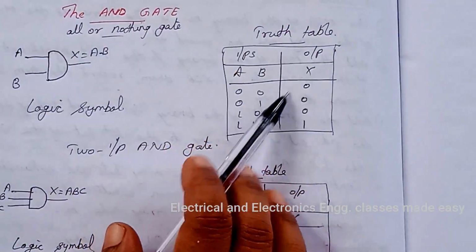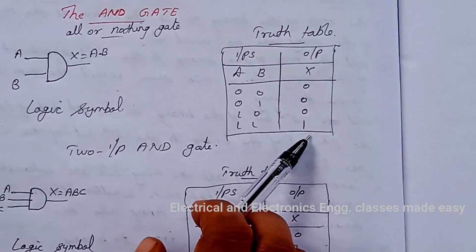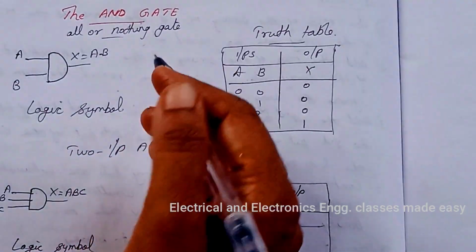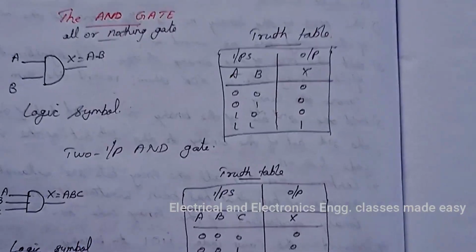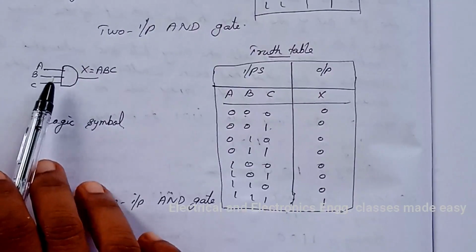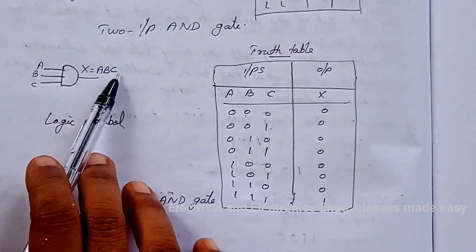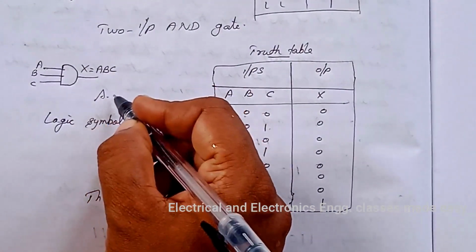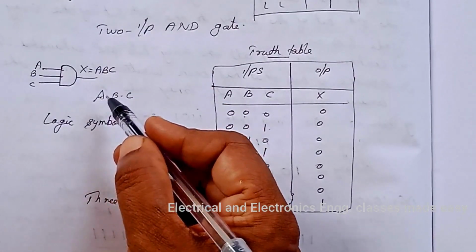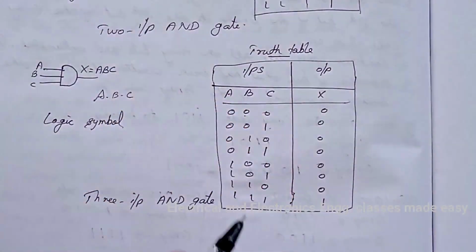So this is the truth table of the two input AND gate, and note that the output is 1 only when all the inputs are 1. And in the case of the 3 input AND gate, this is the logic symbol. A, B, C are 3 inputs and X is the output. X is equal to ABC, or we can write A dot B dot C, and this can be read as A and B and C, or A dot B dot C, or simply ABC.